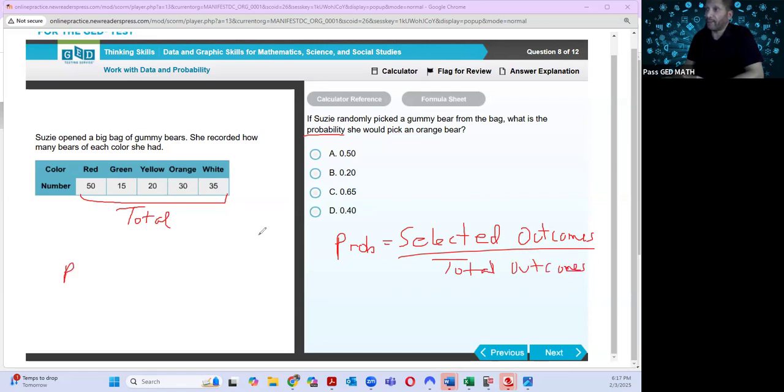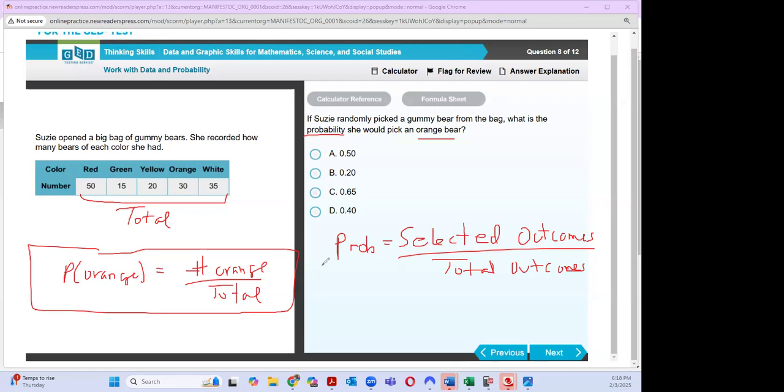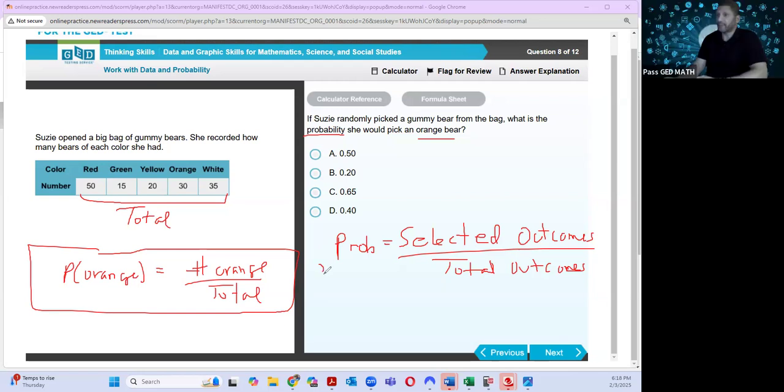So if I'm looking for the probability of picking an orange bear, the probability of orange means the number of orange over the total. This is simple probability. It's not difficult at all. The reason you do the total is that it's part of the formula: part over whole. What part is orange compared to the whole? So how many orange do we have? 30. And what is our total?